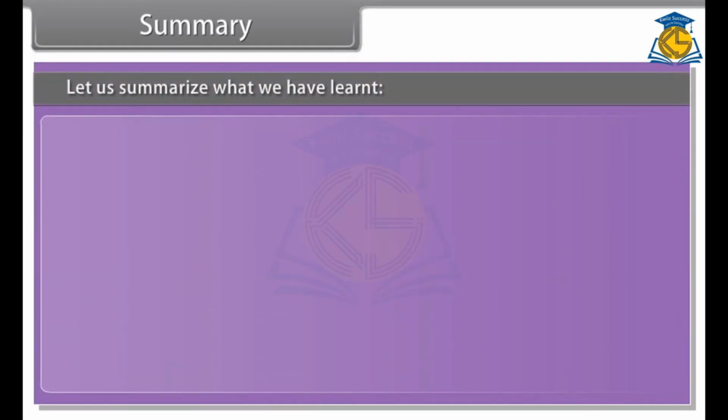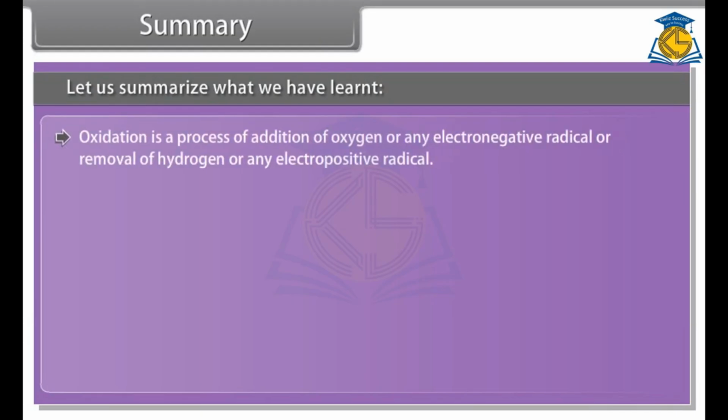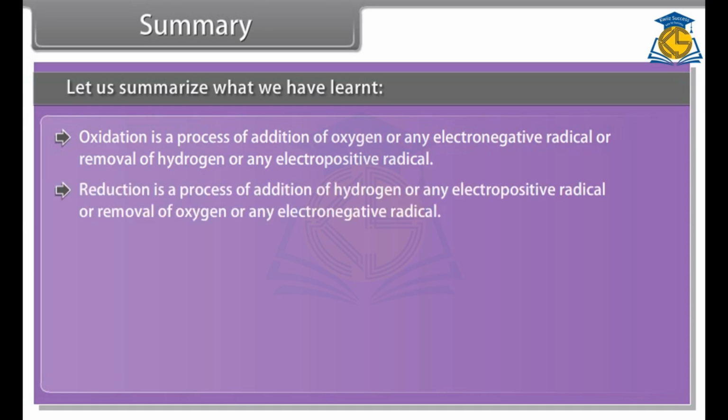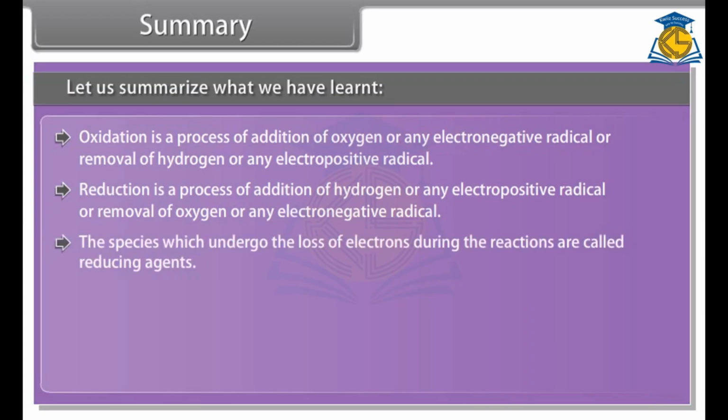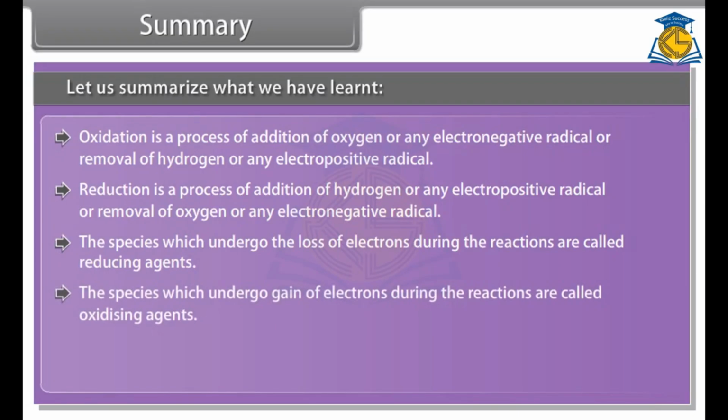Summary. Let us summarize what we have learned. Oxidation is a process of addition of oxygen or any electronegative radical or removal of hydrogen or any electropositive radical. Reduction is a process of addition of hydrogen or any electropositive radical or removal of oxygen or any electronegative radical. The species which undergo the loss of electrons during the reactions are called reducing agents. The species which undergo gain of electrons during the reactions are called oxidizing agent.